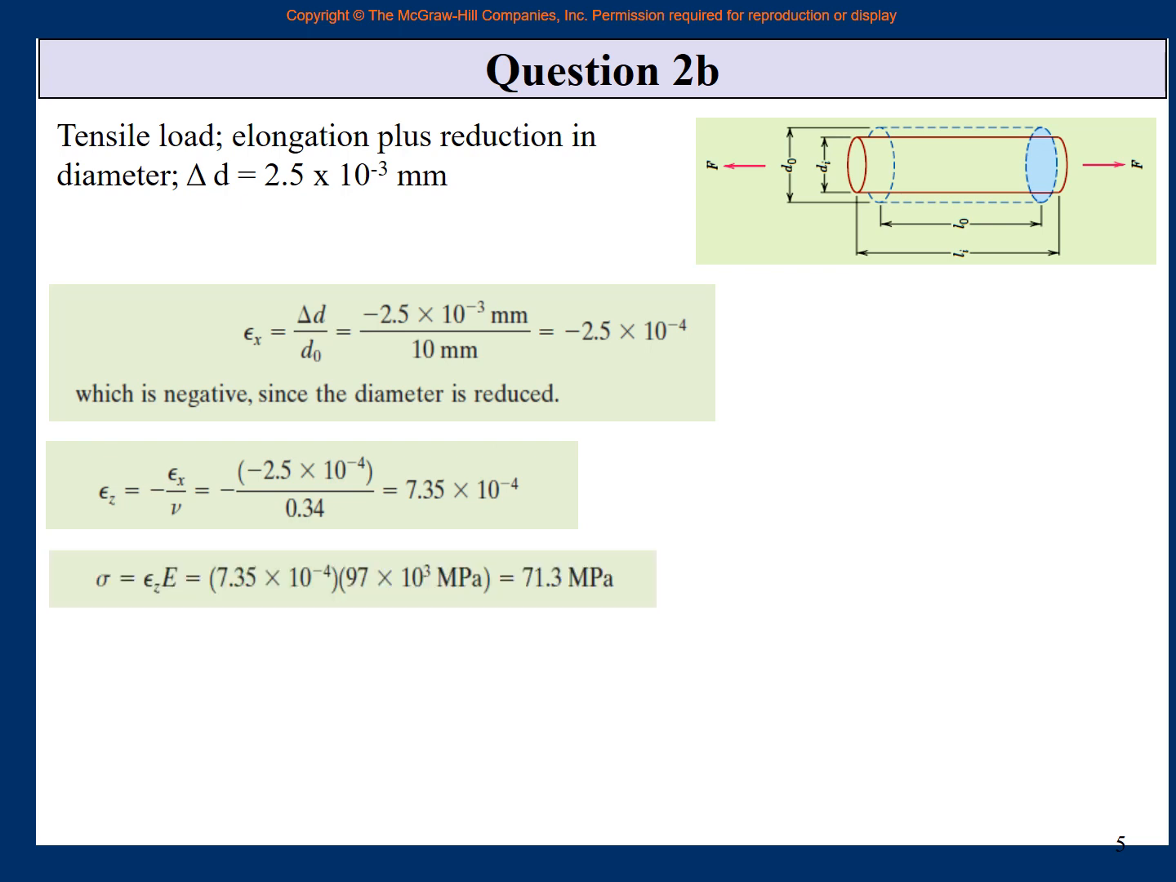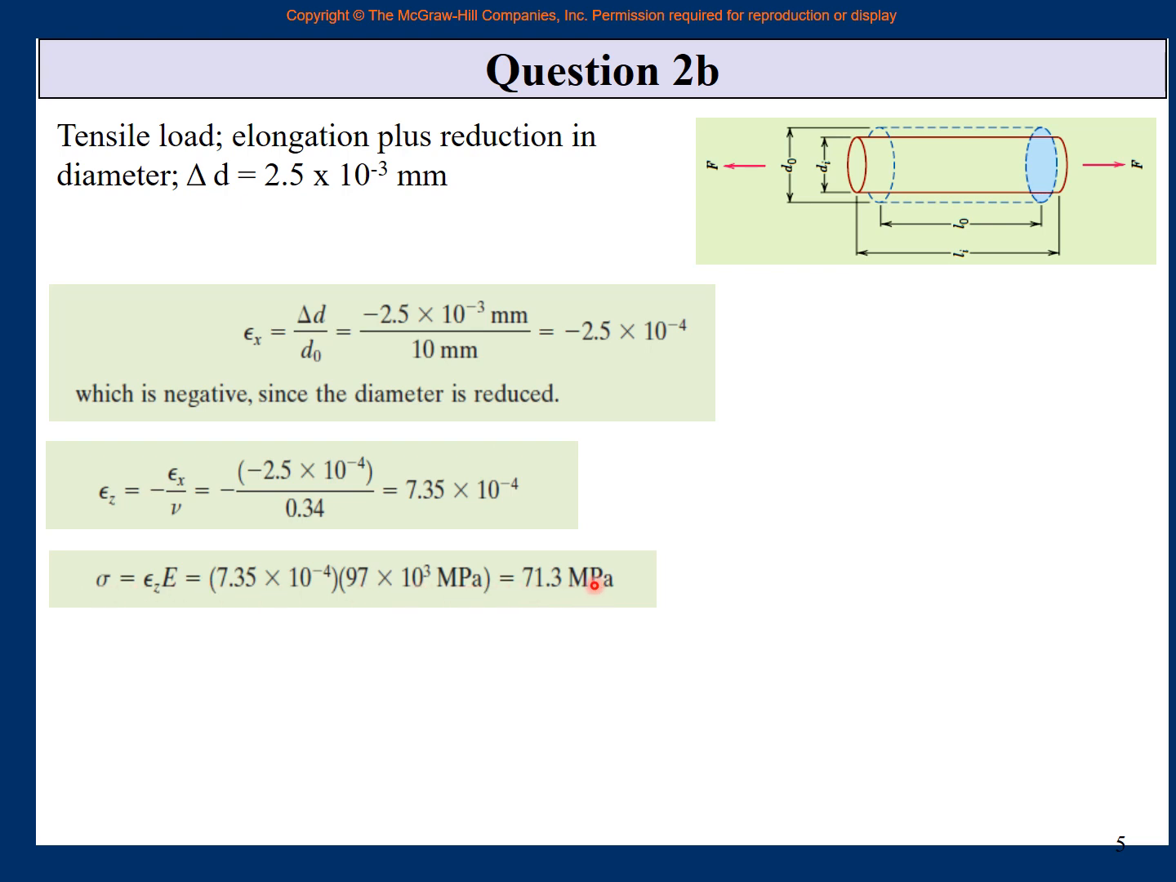Next, you know that in the elastic region, this was a very simple problem because we said that everything is in the elastic region. So in the elastic region, sigma is equal to E epsilon, and the values are given. So epsilon z you have just found out, and the E value of this material is given. So this is sigma, right?